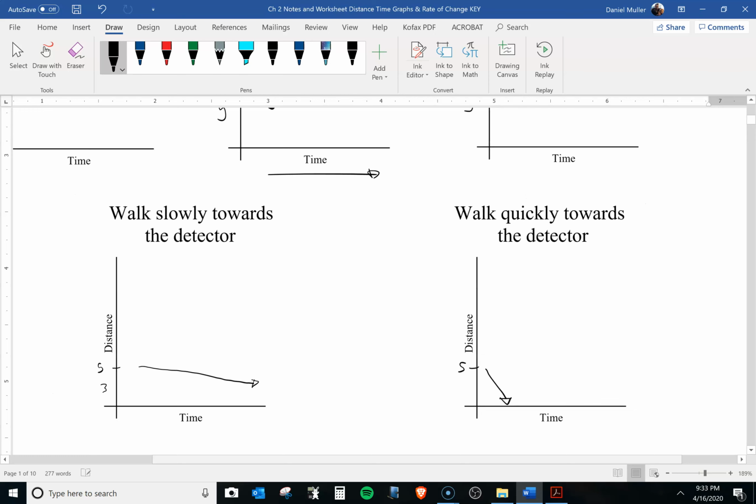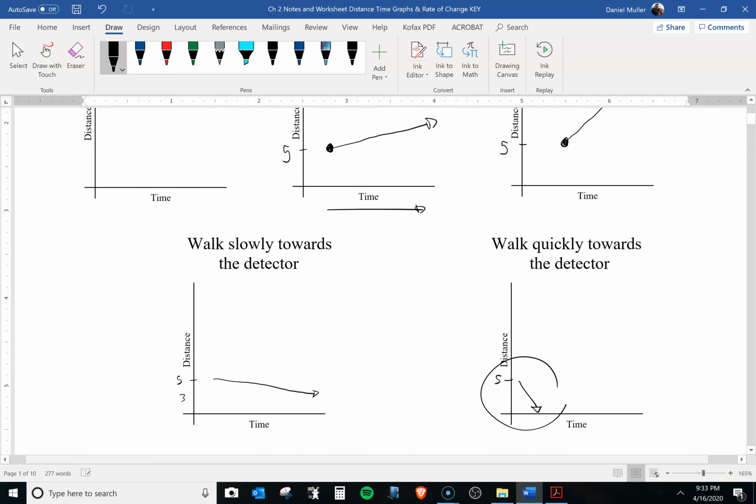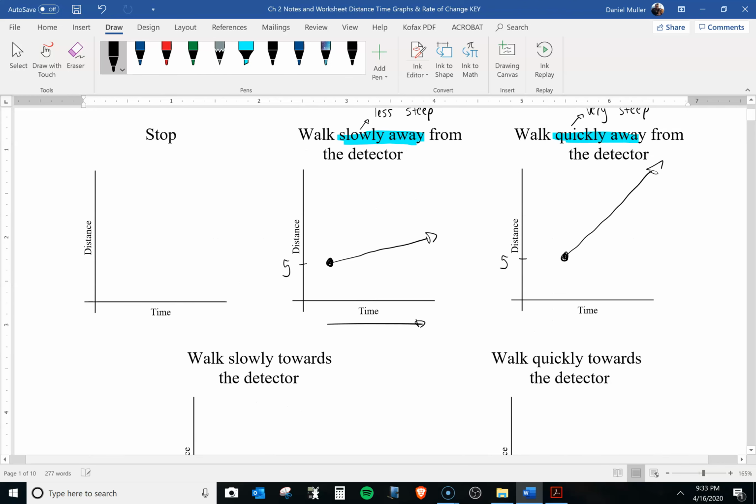So that would be a couple of examples. As time goes on, you're right here, maybe only a minute has gone by, and now you're there. Or here, maybe 1, 2, 3, 4, 5, 6 minutes have gone by, and you're still not even there. Well, what would it look like if time was going on and on and you weren't walking at all? You were just stopped. So if you were at 5 feet away from the detector, what would it look like to be stopped, not getting further away and not getting closer? You're just there.